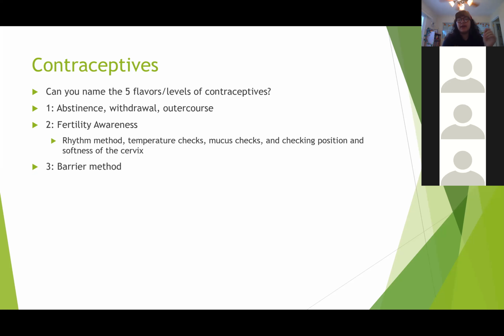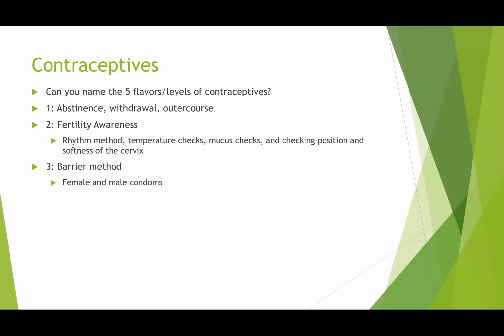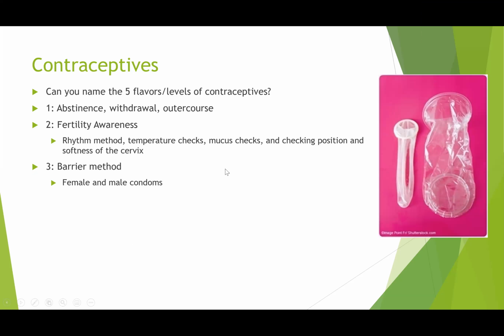Third flavor, we got barrier method. So there's a few of them. I'm gonna start popping up pictures. So first we got female and male condoms, which will look like these. The one on the left is the male condom, which most of you have probably seen. And the right is the female condom, which not a lot of people have seen, but it looks like that.